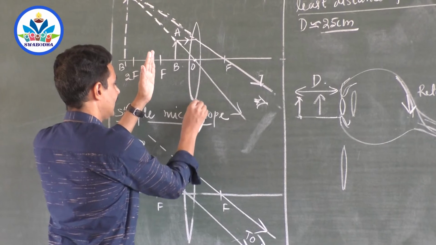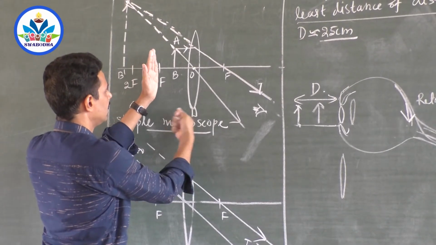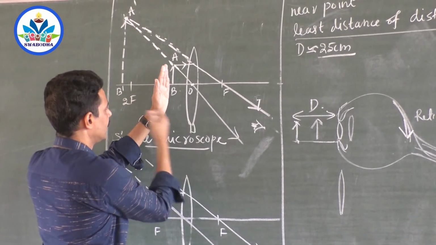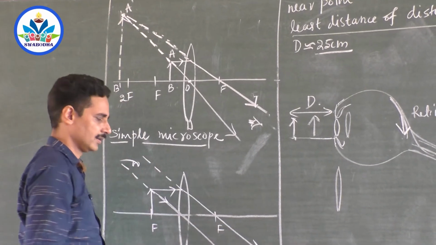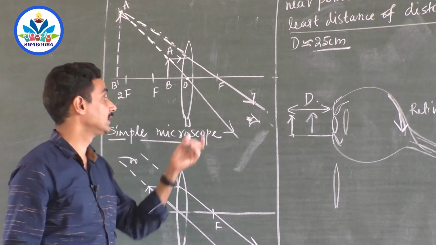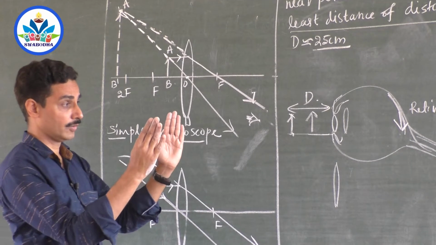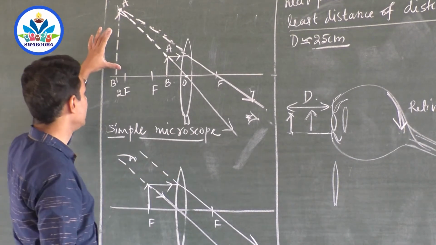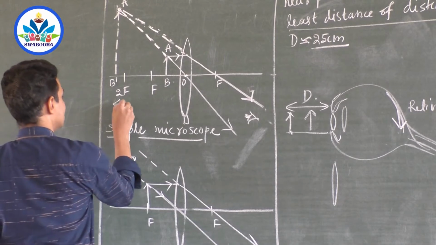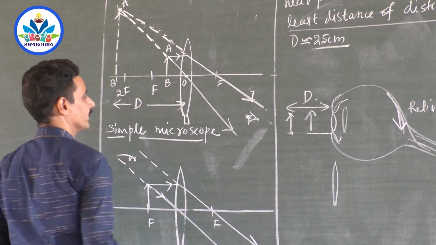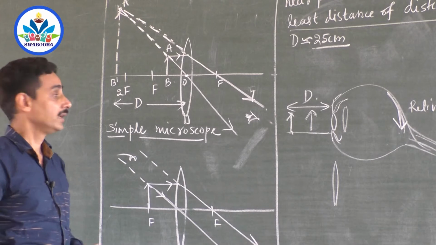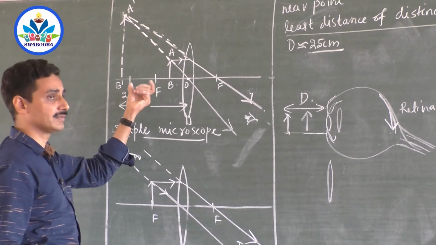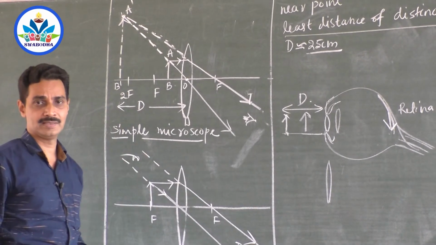Suppose this is the lens handle, you will hold the handle and move the lens in such a way that the object comes within the focus. You will hold the lens such that the object comes within the focus till the image is formed at the least distance of distinct vision, because you can clearly see it now. If the image is formed within the least distance of distinct vision, you can't see that clearly.